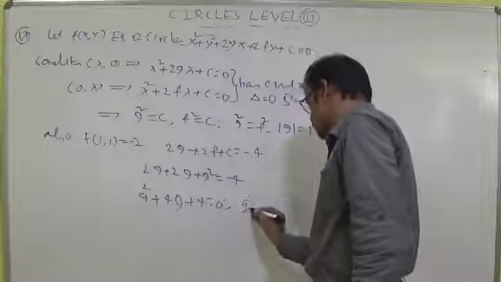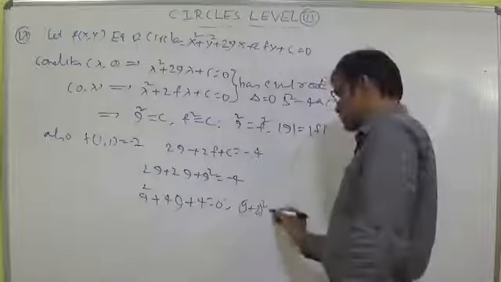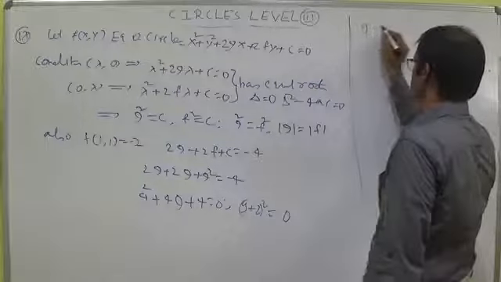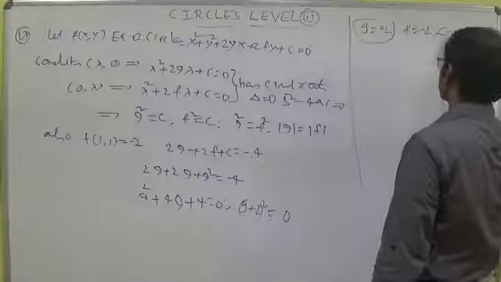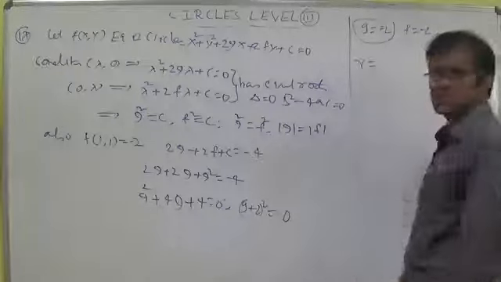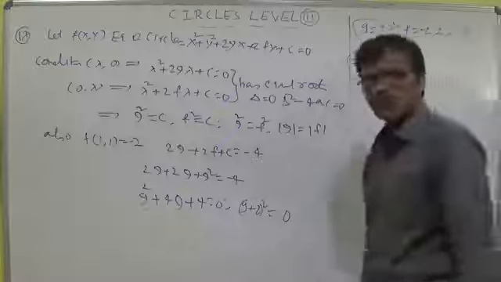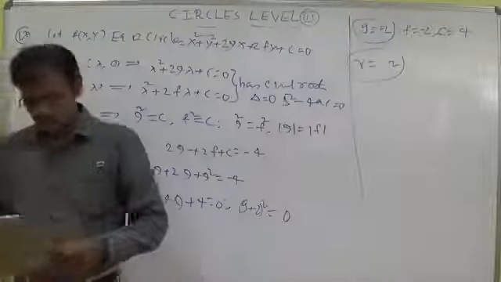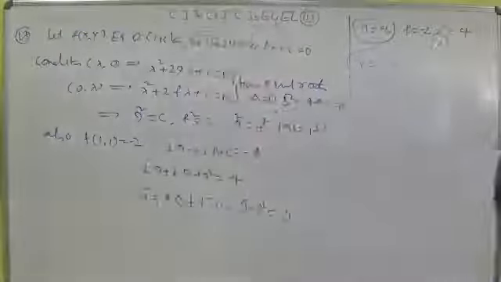Now this can be written as (g + 2) whole square equal to 0. Whenever (g + 2) whole square is equal to 0, g is equal to -2. Whenever g is equal to -2, f is equal to -2 and c is equal to 4. R is equal to root of g square plus f square minus c, that is 4 plus 4 minus 4, so root 4, that is equal to 2. So according to the options here, the radius is 2.